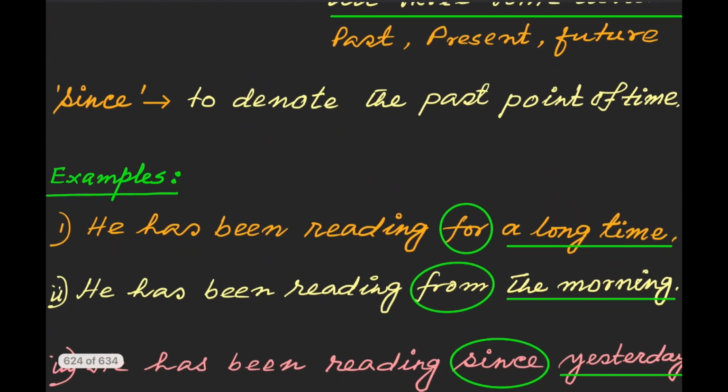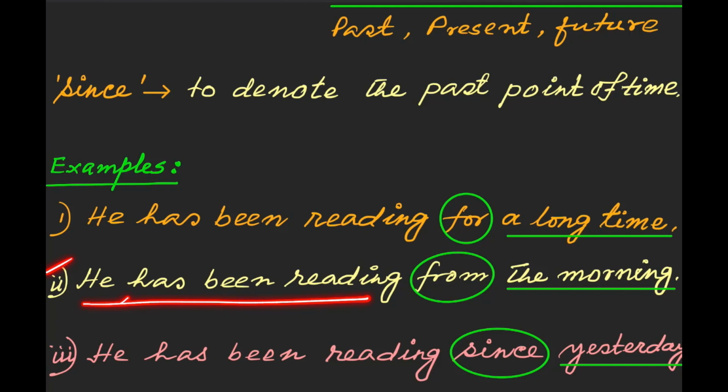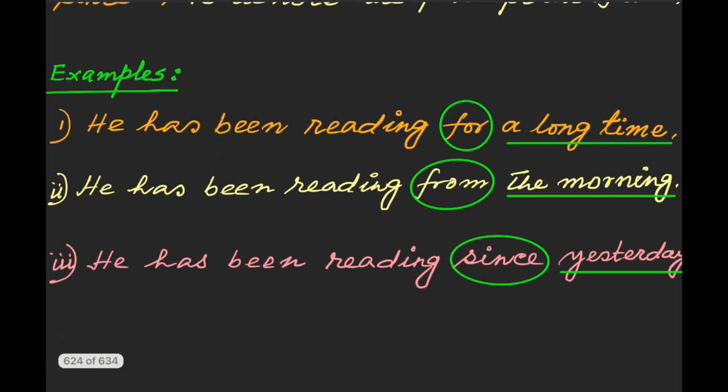See the examples. Number 1, he has been reading for a long time. Second one, he has been reading from the morning. For is a period of time and morning is the point of time. So he has been reading from the morning. But see the third example. He has been reading since yesterday. Before past reference, since is used in the sense of from. So your third example is very important for your future reference. He has been reading since yesterday.